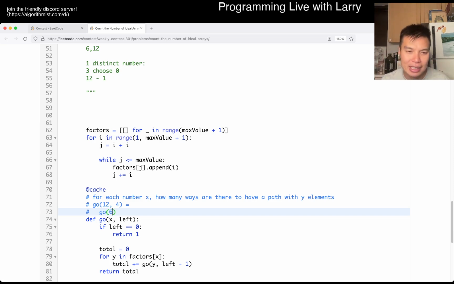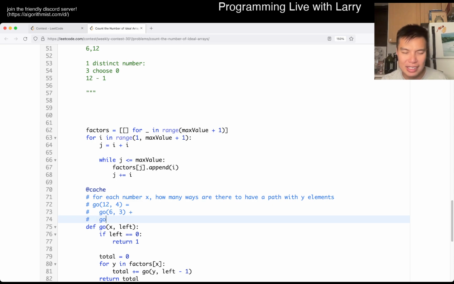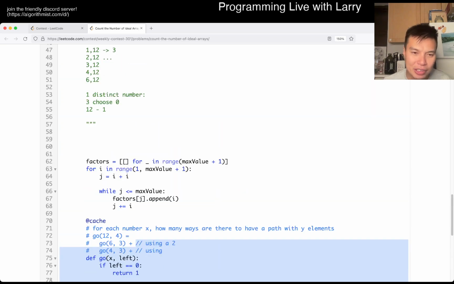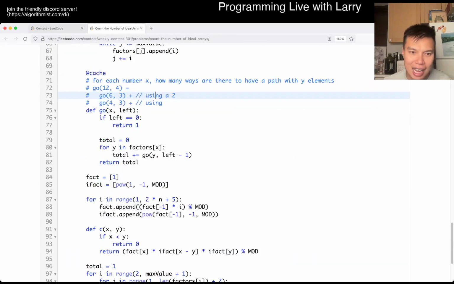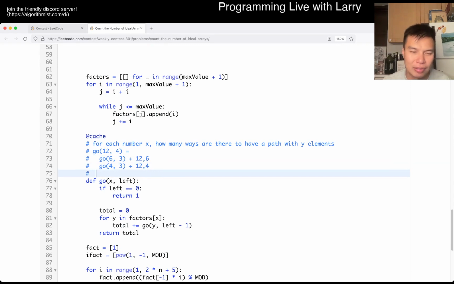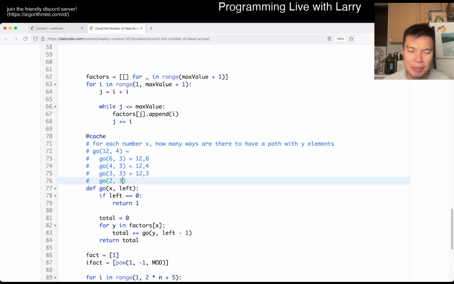So it could be 6, 3 plus go of the last number was a 4 with 3 numbers. Or basically, this is using a 2. Actually, not even using a 2. Sorry. But I mean, we use a 2, but the factor is just that this is now numbers of 12 and 6. How many ways are there where it's 12 and 6, and this is 12 and 4, and then go of 3 with 3 numbers left is 12 and 3, and so forth, right? I mean, some of these will be impossible, but for example, I think this is impossible to have 2 more numbers, but that's the idea, right?